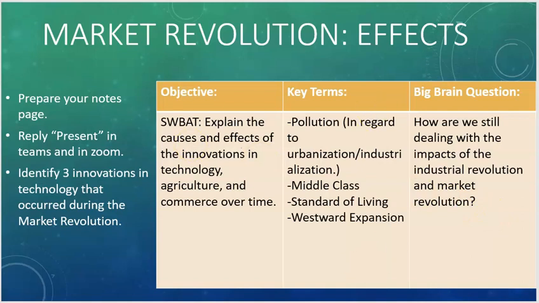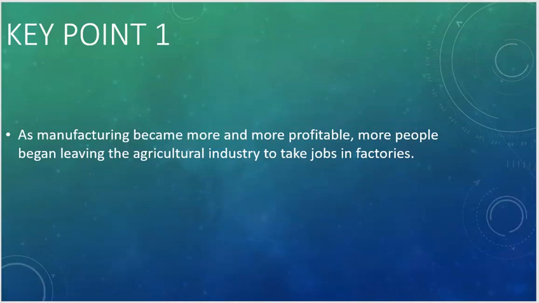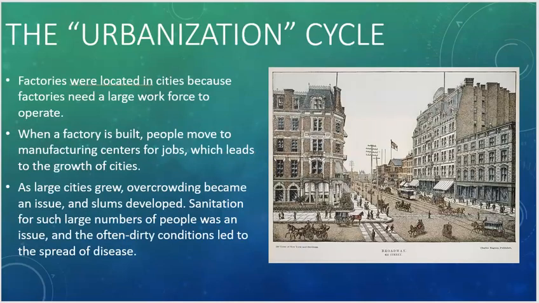Here we go. So first key point. As manufacturing became more and more profitable, more people left the agricultural industry to take jobs in factories in the industrial zones. So again, if you need time on any of these slides, go ahead and pause because we're going to move through quickly. So as manufacturing became more profitable, people left the agriculture jobs to go to factory jobs. This leads to something called the urbanization cycle.